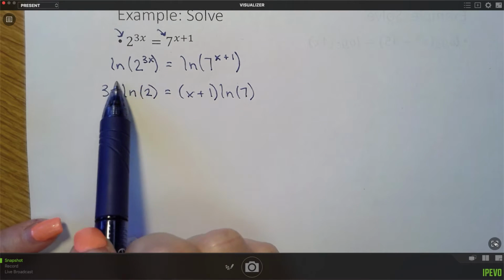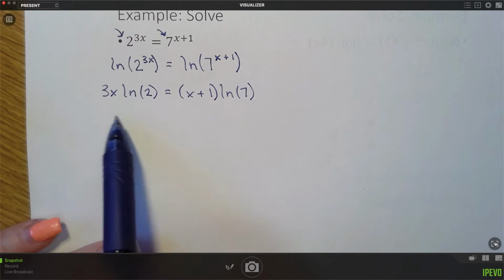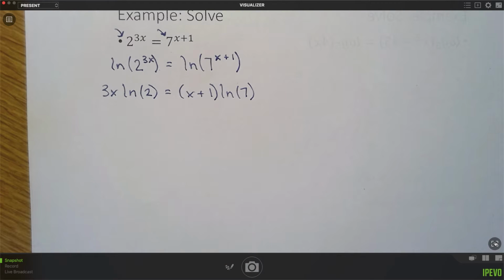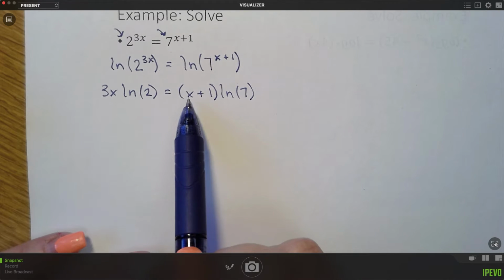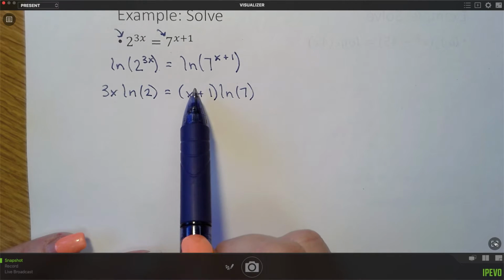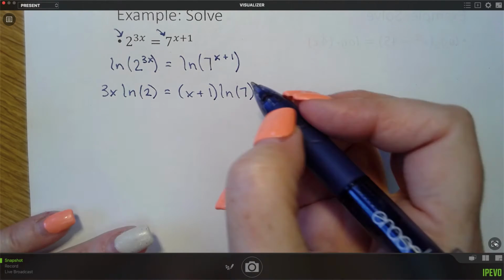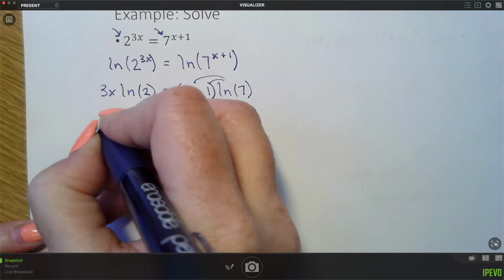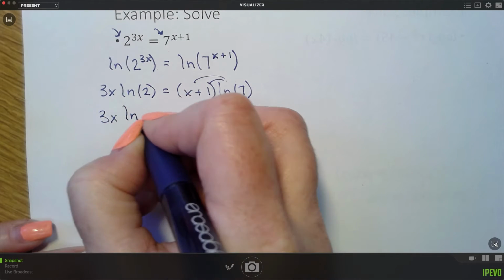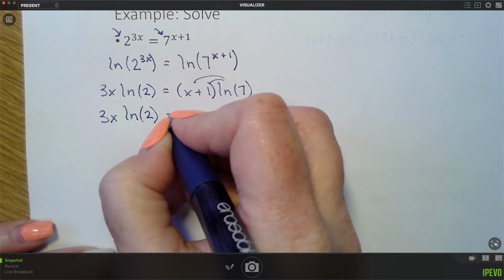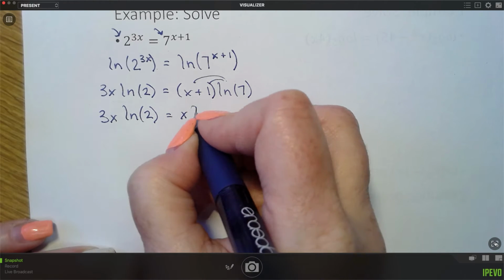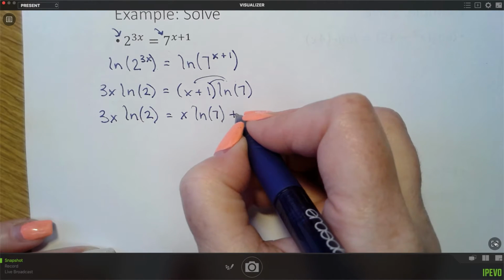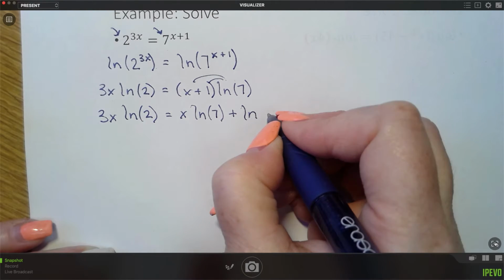Well, the left is one thing, yes? There's no addition or subtraction, so is it good? Yes. So I'm fine. But I need to be able to get to that x, and I can't get to the x until I take care of the quantities, so I have to distribute the extra log. So 3x natural log of 2 equals x natural log of 7 plus, what, just natural log of 7, right?